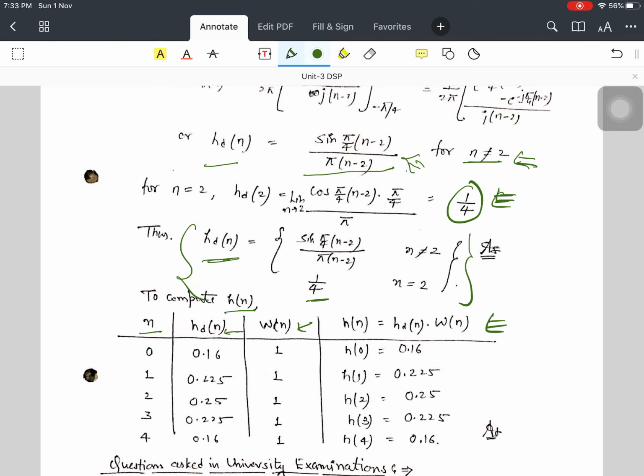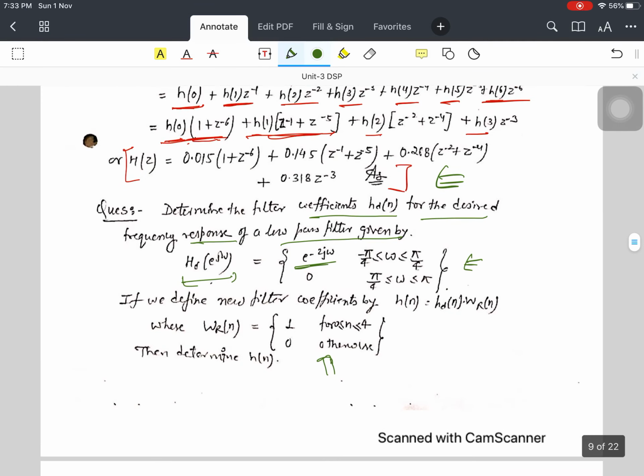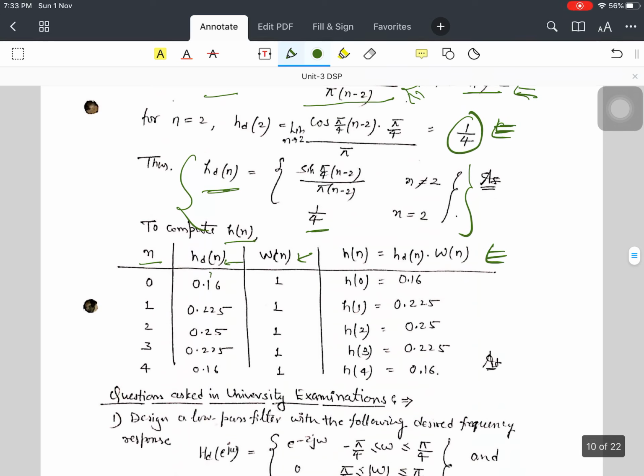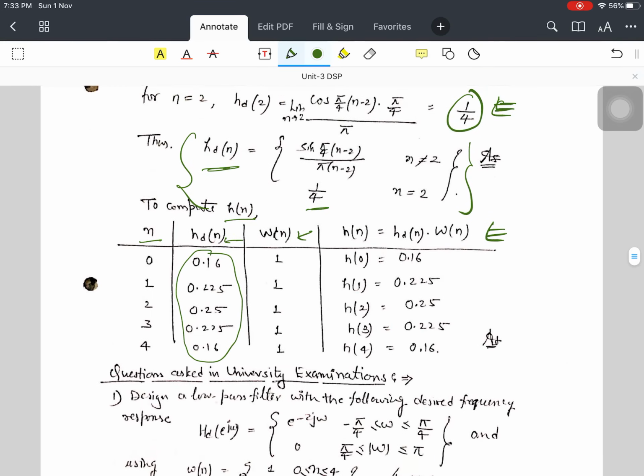You have to calculate in this equation, because we are asked to determine the filter coefficient Hd(n). The filter coefficient Hd(n) we have calculated in this equation. These are the values. So, these are some numerical problems based on the designing of digital filters using the rectangular window method. Thank you students, this is all about today's lecture. Thank you students.